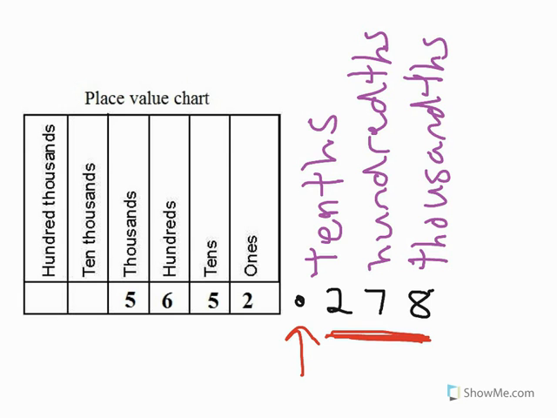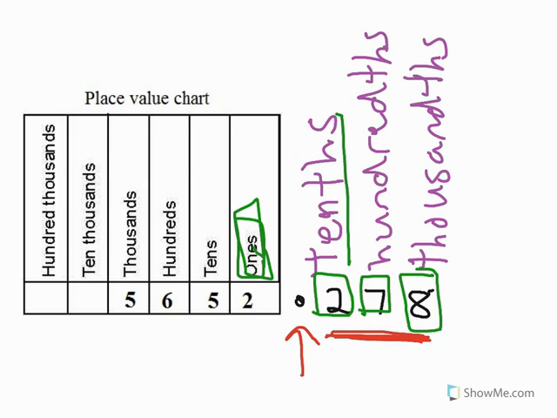We call the tenths place value tenths because it would take 10 of whatever's in this place value to make one whole number. So 2 tenths is really 2 out of 10 when we're trying to make a whole. The 7 would be hundredths, so it would take 100 in this place value to create one whole. And then the same with thousandths. It would take 1,000 thousandths to make one whole.